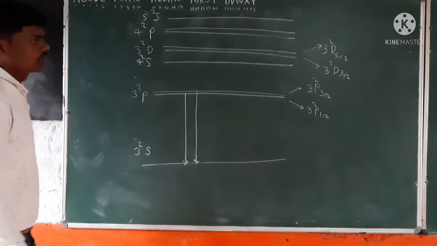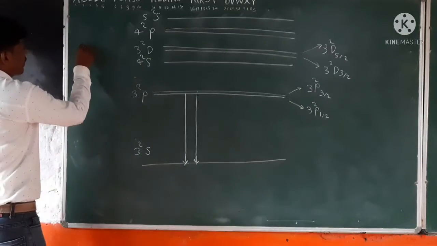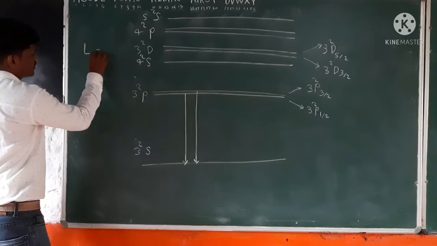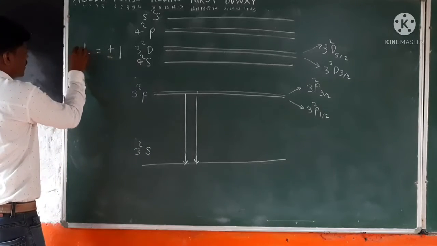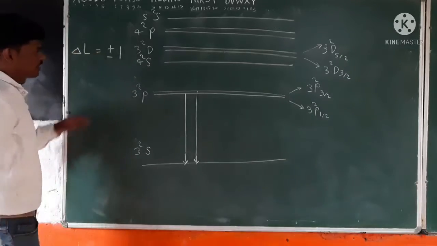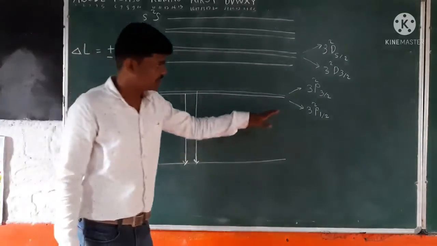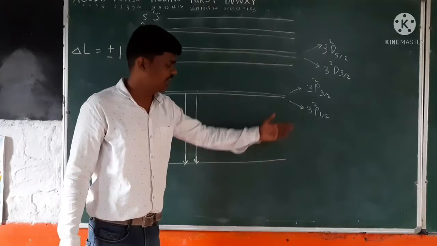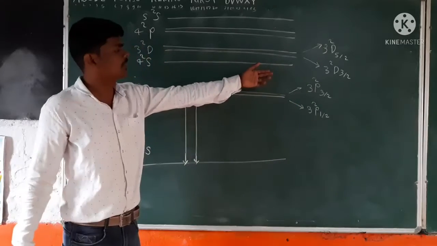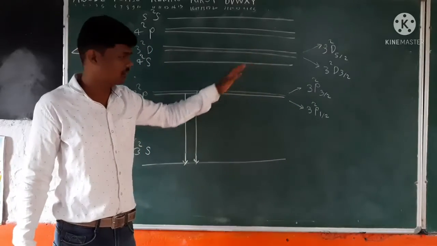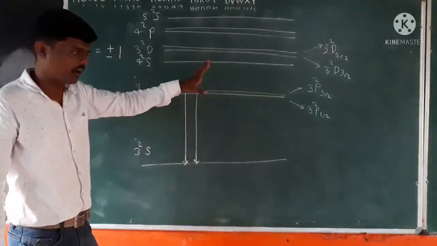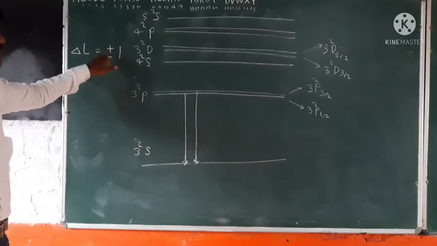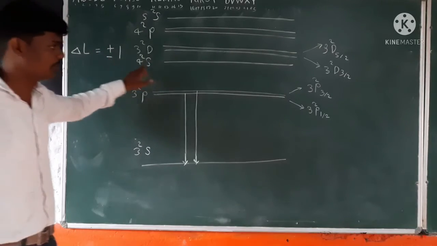Now consider the selection rule for capital L. What is the selection rule for capital L? It is plus minus 1. That means it should change with a value of plus minus 1. That means transitions between only P and S, D and P, F and D are allowed. Yes, P and D are allowed. That means plus or minus 1. The difference between capital L values must be 1.